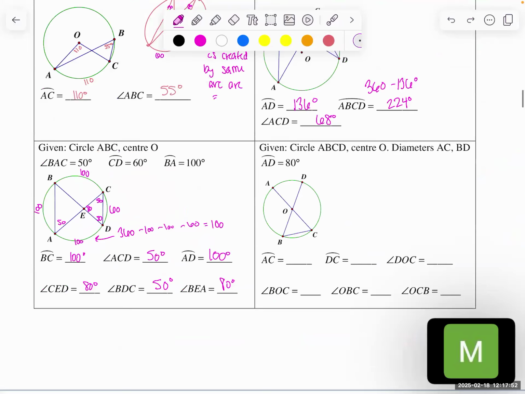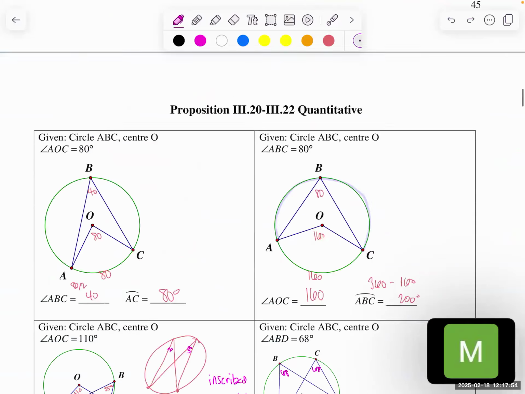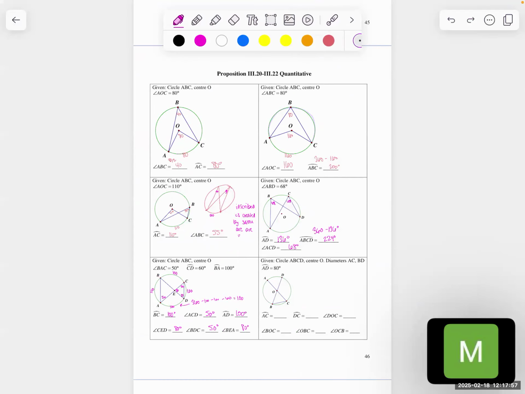All right. That should give you a quick synopsis of how to do these problems. I'm going to post the answers to these, so feel free to try this one.